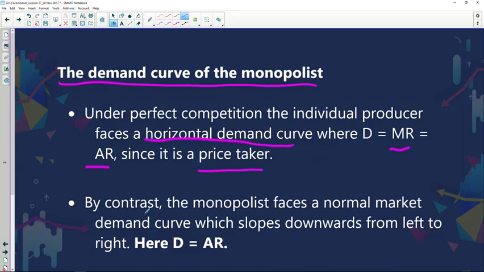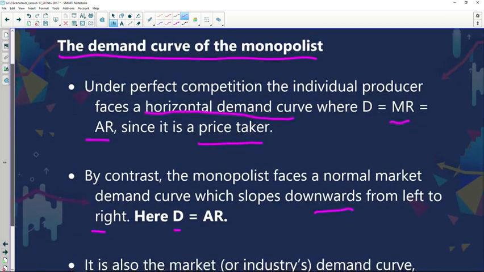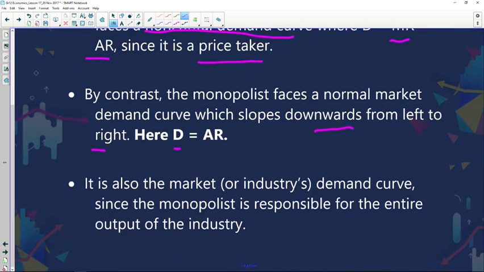By contrast, the monopolist faces a normal market demand curve which slopes downwards from left to right. So here D will equal AR. We're going to have a look at that just now in terms of the curve, but I want us first to go over this information. It is also the market or industry's demand curve, since the monopolist is responsible for the entire output of the industry. Remember, they are the sole provider, and therefore they are responsible for the entire output of that industry.